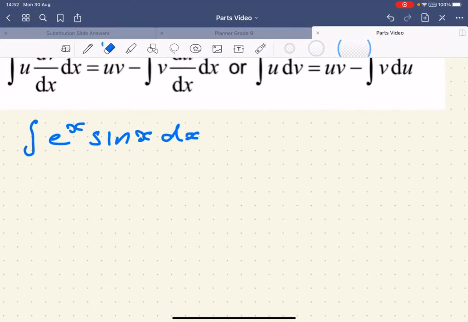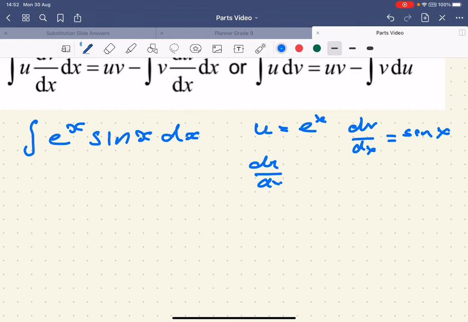So we're going to integrate this, e to the x sine x, by using parts. So we're going to choose our u, and that's just going to be e to the x. I'm going to choose our dv by dx, which is sine x. So we differentiate this, and we get e to the x, and we integrate this, gives us negative cos x.